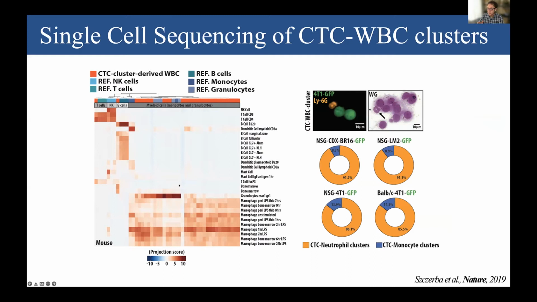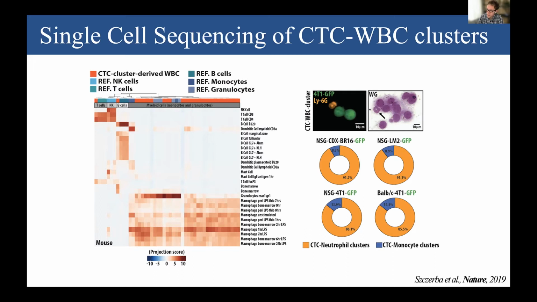And then Barbara did stainings with well-known markers, and she could determine pretty clearly that 9 out of 10 times when you see a white blood cell associated to a CTC, this cell is a neutrophil. And approximately 10% of the times, it is some other cell type, some other white blood cell type.